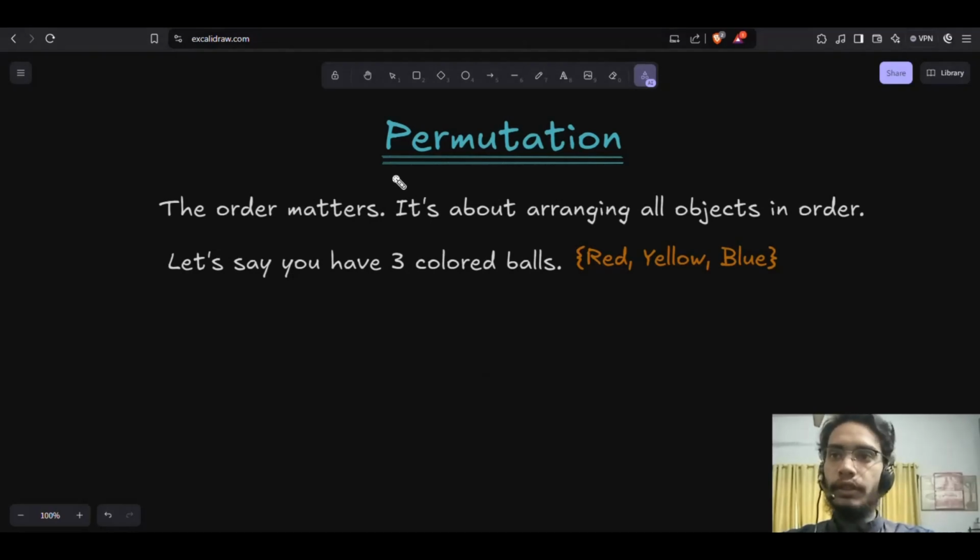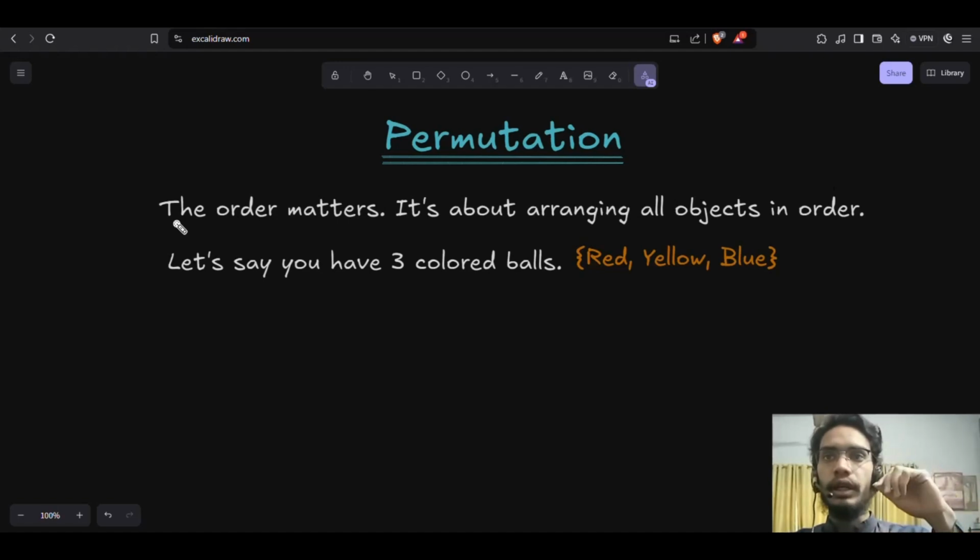All right, so in this session, we will see what permutation and combination are. First of all, we will see what a permutation is. It is a very small topic. In a permutation, it's all about arranging objects. Permutation means to arrange objects in some sort of order.